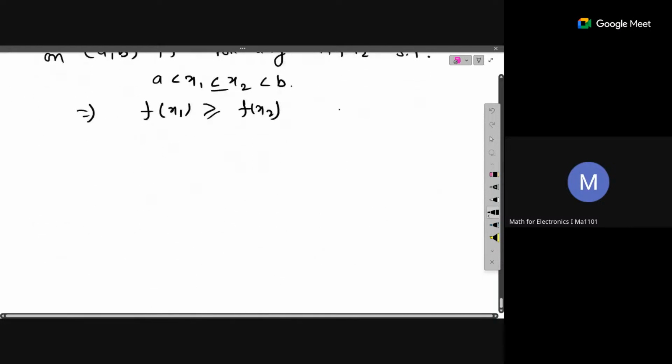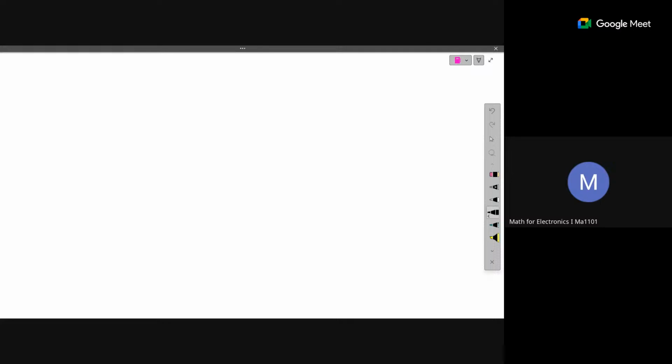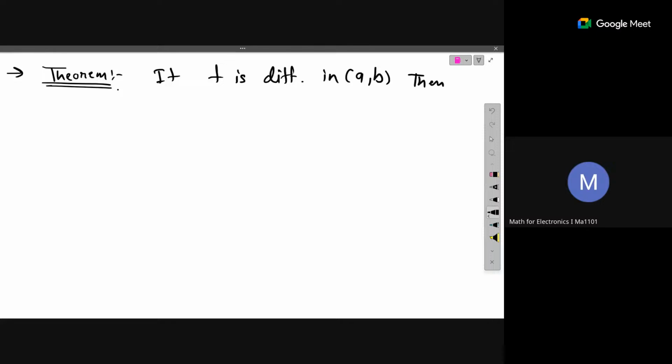Okay. Now let's try to understand how we can use differentiability of a function to say that it is monotonically increasing or decreasing. This is known as the monotonic function theorem. This theorem says, suppose again we need differentiability, so f is differentiable in the open interval (a, b). Then by using the sign of the derivative, we can say that it is increasing or decreasing.